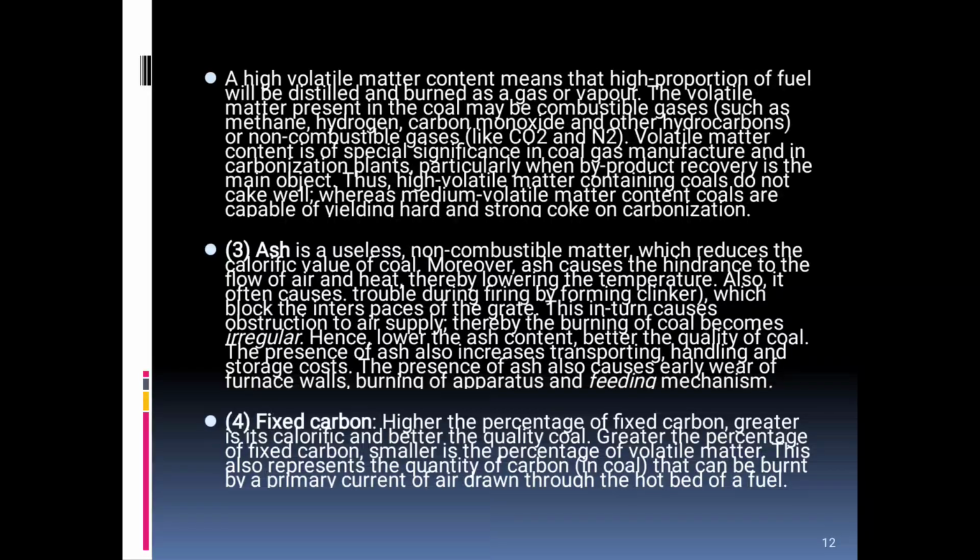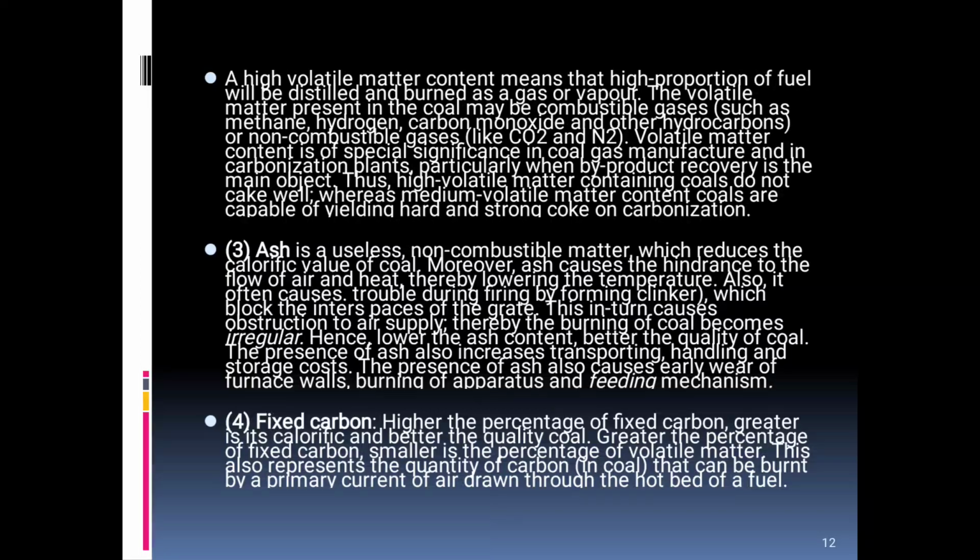Then ash. Ash is a useless non-combustible matter which reduces the calorific value of coal. Moreover, ash causes hindrance to the flow of air and heat, thereby lowering the temperature. Also, it often causes trouble during firing by forming clinkers, which block the interspaces of the grate. This in turn causes obstruction to air supply, thereby the burning of coal becomes irregular. Hence, the lower the ash content, the better the quality of coal.